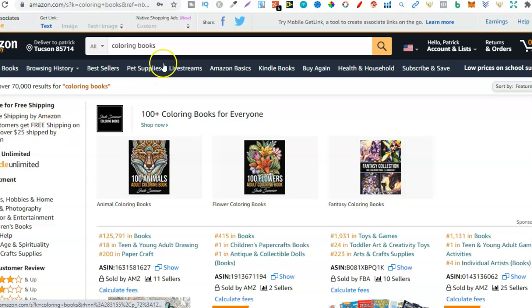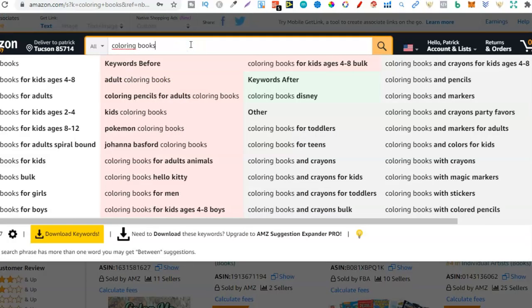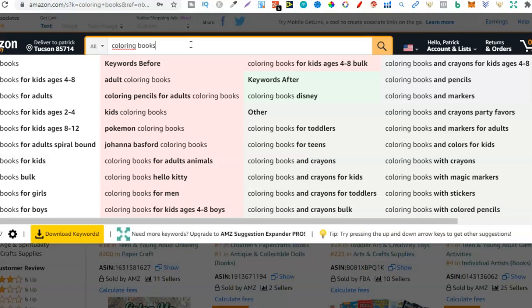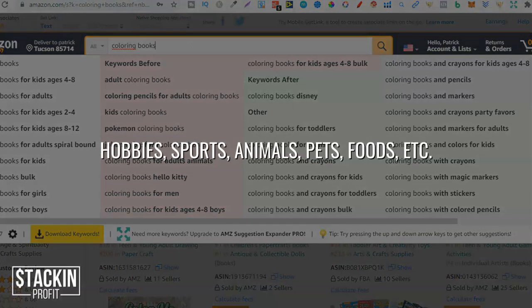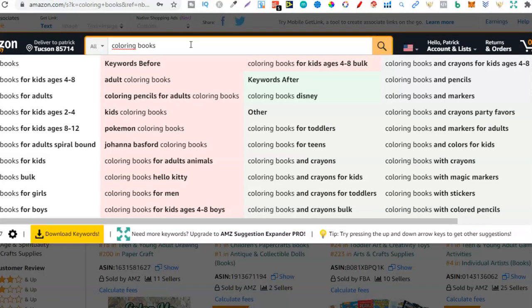All I've done is type colouring books into the search bar. Using AMS Suggestion Expander, it's pulling up lots of different keywords. Like I said, there are lots of ways you can break down certain types of low content books. For a colouring book, you can break it down into hobbies, sports, animals, pets, foods, so many different ways like that. But you can also break them down into age groups.